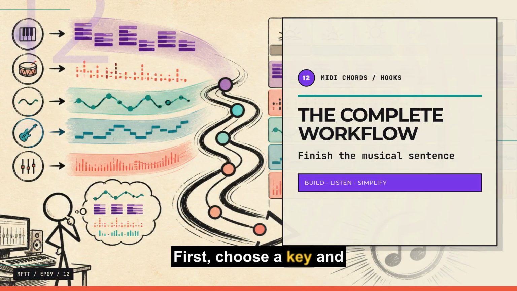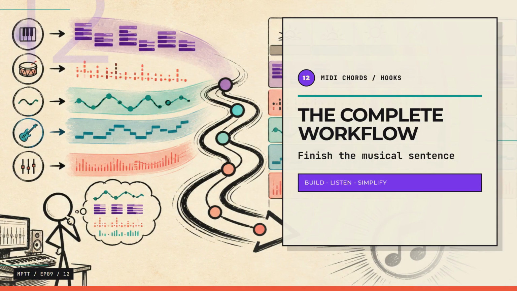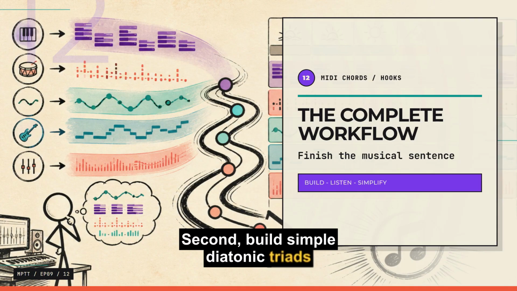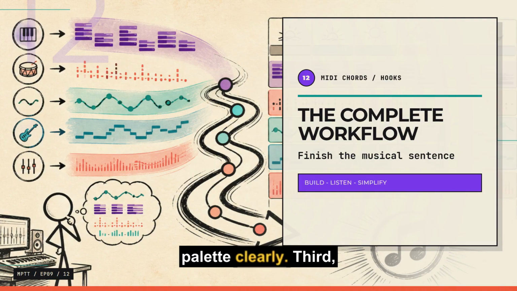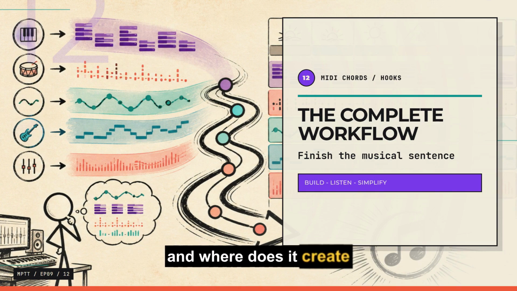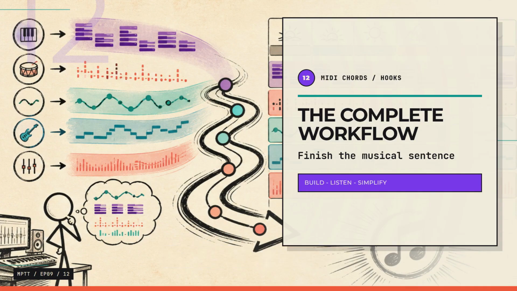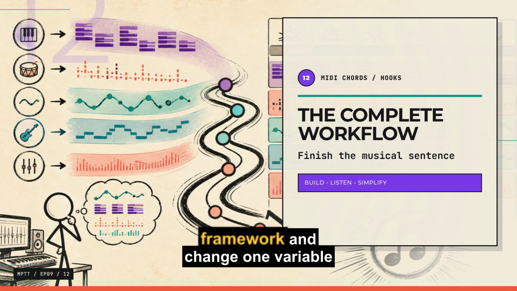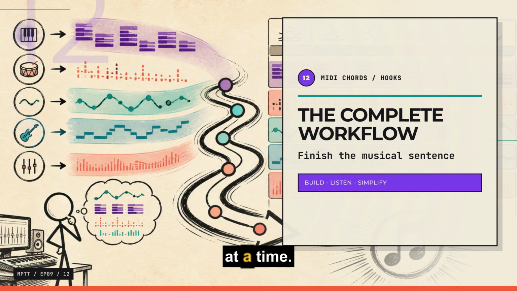First, choose a key and create a limited note pool. Second, build simple diatonic triads so you can hear the palette clearly. Third, decide the emotional route. Where is home? Where does the progression move? And where does it create pressure or suspension? Fourth, build a short Roman numeral framework and change one variable at a time.